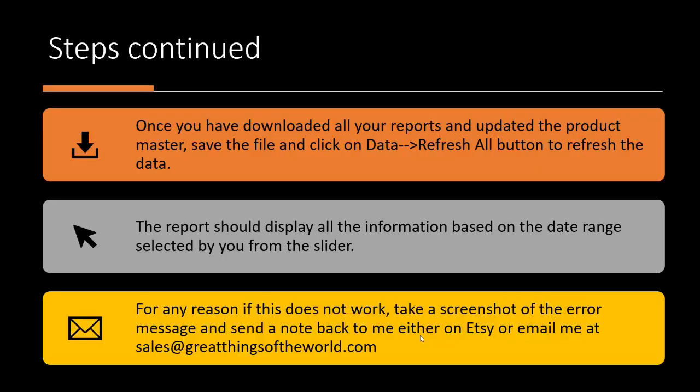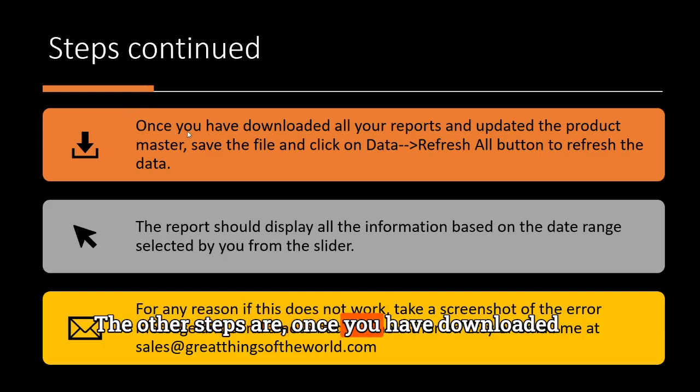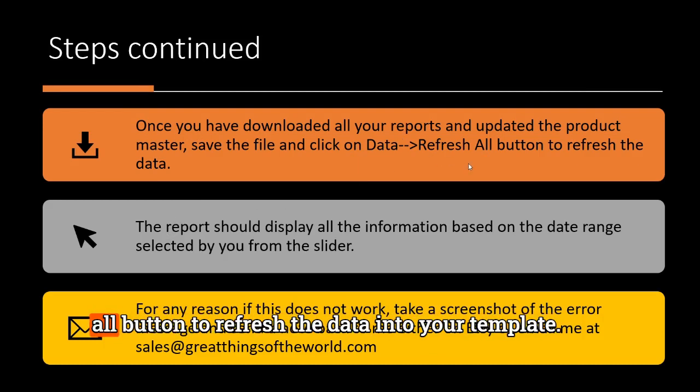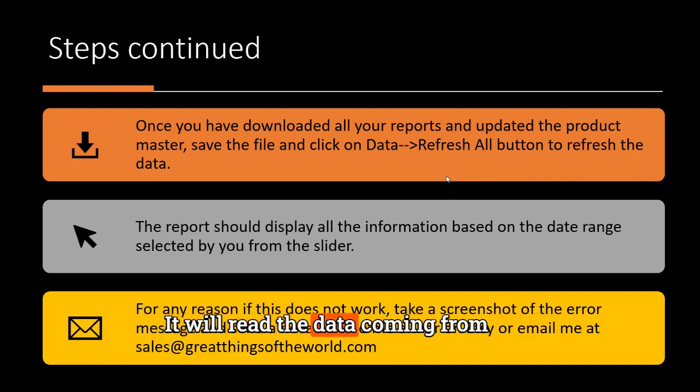All right. The other steps are, once you have downloaded the report and put the master data, you just need to go to the data and the refresh all button to refresh the data into your template. So it will read the data coming from the files that you have provided. And that report should display all the information. You can use the sliders to select your date range, and also you can use the marketplace to see the data for a specific marketplace.